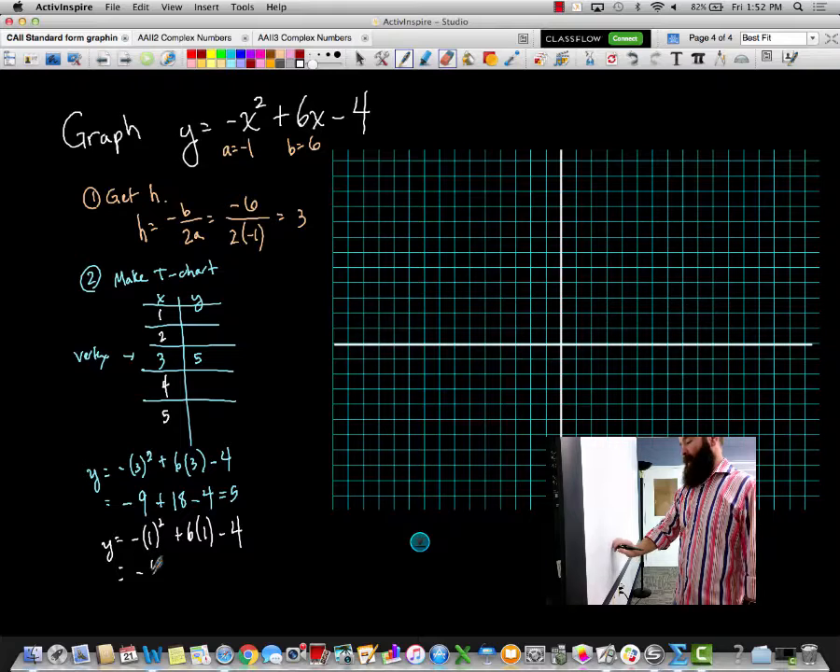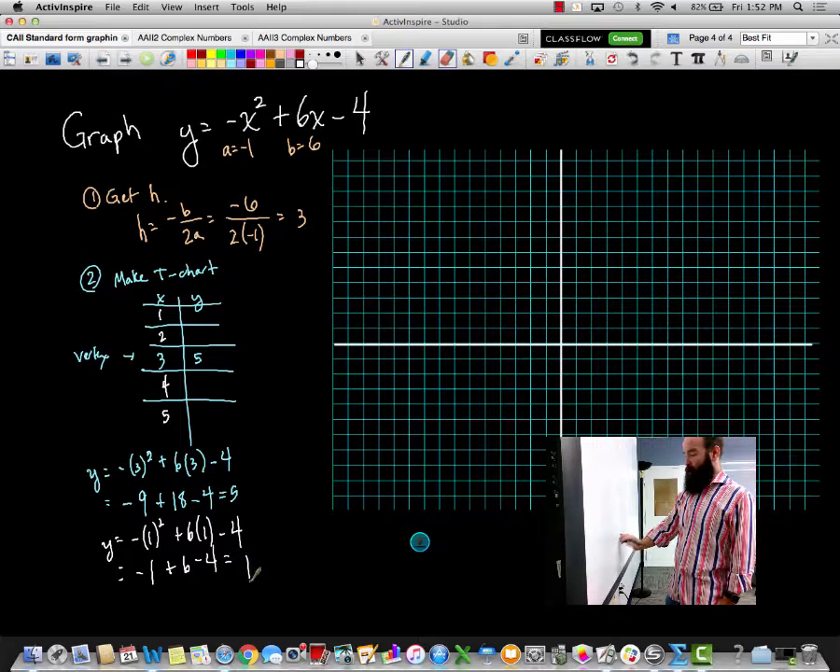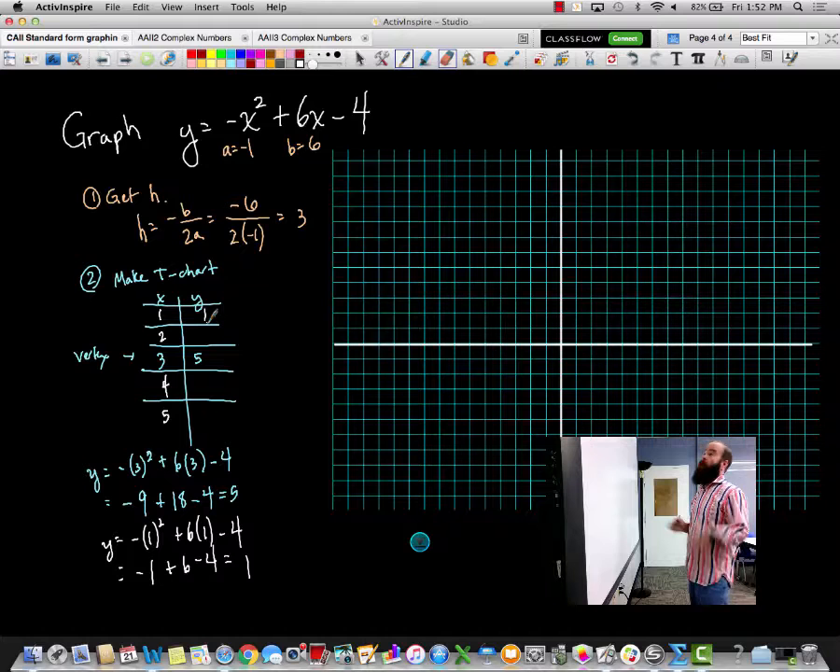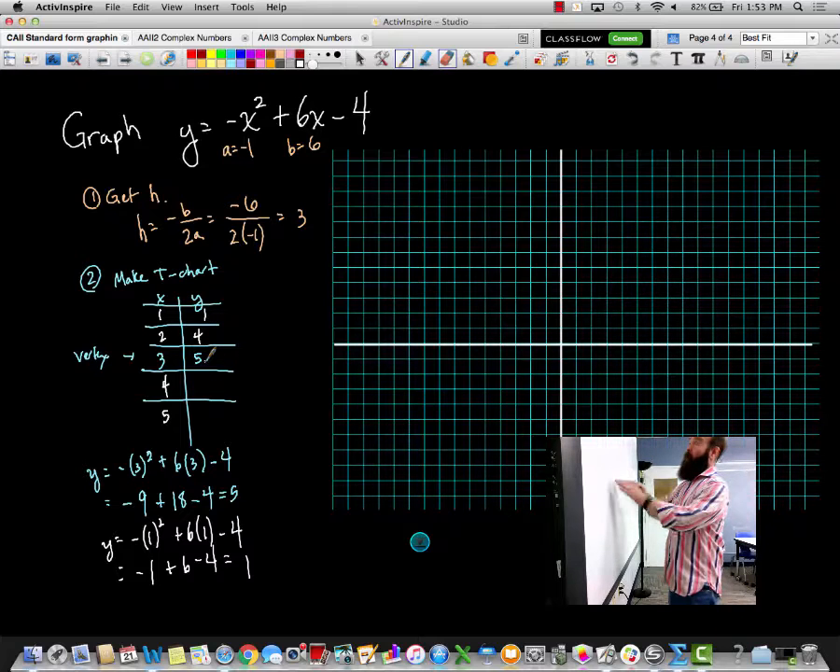So that would be negative 1 squared is 1, 6 times 1 is 6. Negative 1 plus 6 is 5, minus 4 is 1. So my y value for 1 would be 1. Now I plug in 2, I get negative 4 plus 12, which is 8, minus 4, which is 4. When I plug in 4, I get negative 16 plus 24, which is 8, minus 4, which is 4. And when I plug in 5, I get negative 25 plus 30, which is 5, minus 4, which is 1.